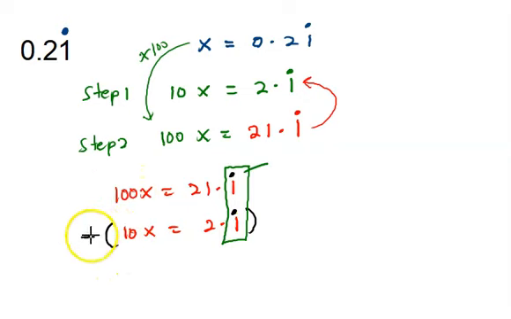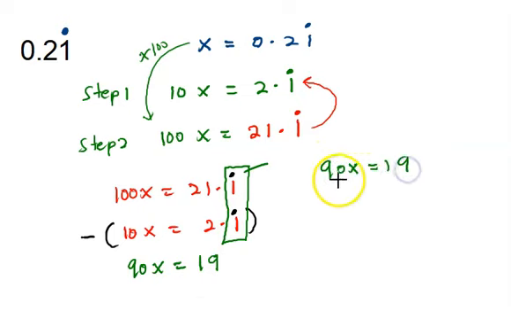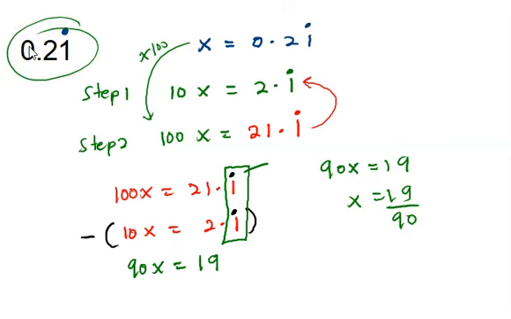Now 100x minus 10x gives 90x, equals 21 minus 2, which gives 19. So the repeating part is deleted automatically. Now we have 90x equals 19, so we just take the 90 and move it over, giving x equals 19 over 90. Now you can press it in your calculator and you will get the recurring number.